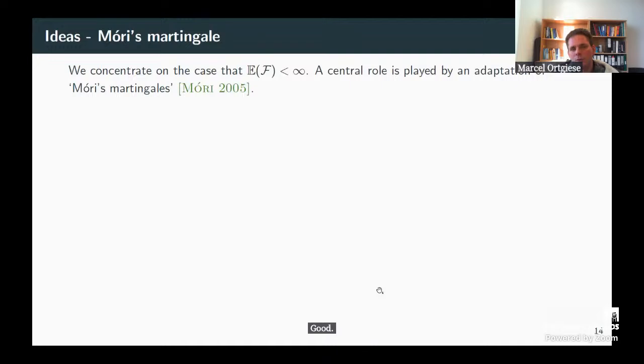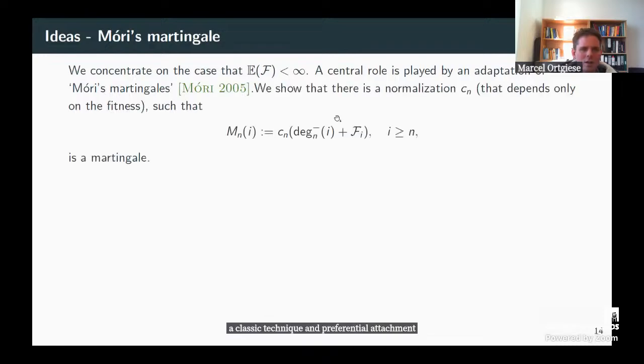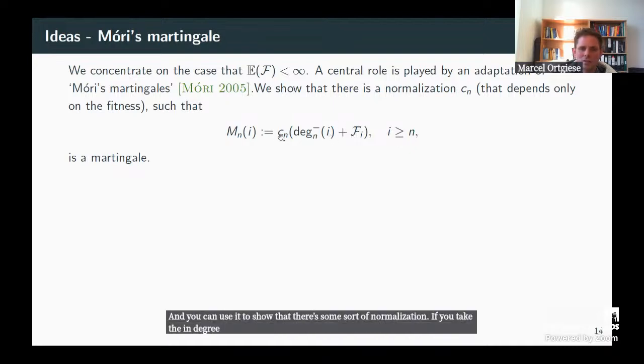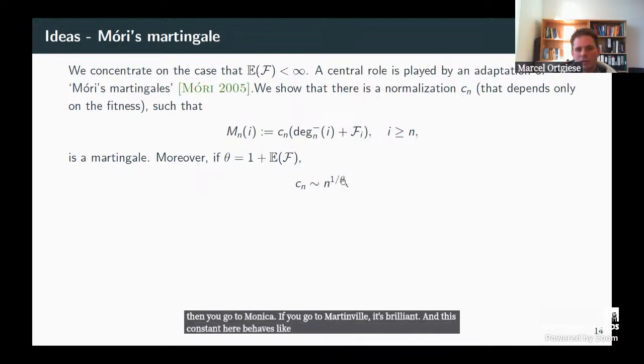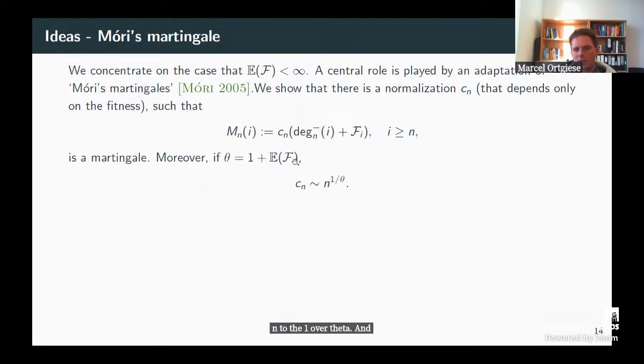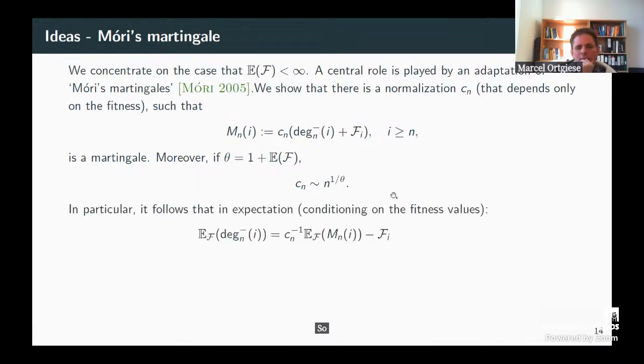Okay, so in order to prove this, we use a classic technique in preferential attachment, the Morris martingale, and you can use it to show that there's some sort of normalization. If you take the in-degree plus the fitness and normalize it appropriately, then you get a martingale. This constant here behaves like n to the 1 over theta, and this theta is 1 plus the expectation.